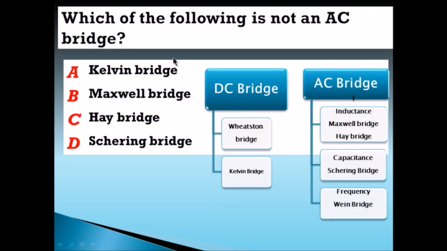Next: which of the following is not an AC bridge? We have examples for DC bridge and AC bridge. In the DC bridge we have the Wheatstone bridge and Kelvin bridge. In the AC bridge, to measure inductance, we have the Maxwell bridge and Hay bridge. For capacitance we have the Schering bridge, and for frequency we have the Wien bridge. So the answer for this question is Kelvin bridge.